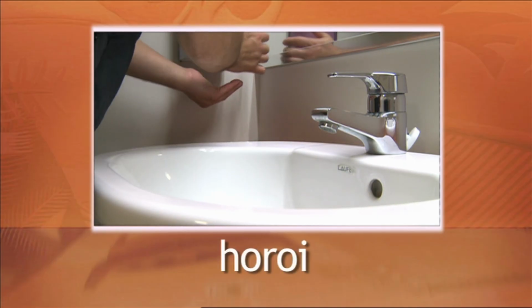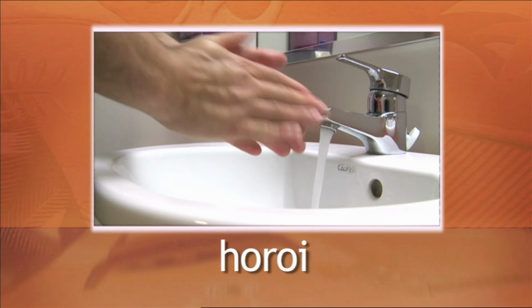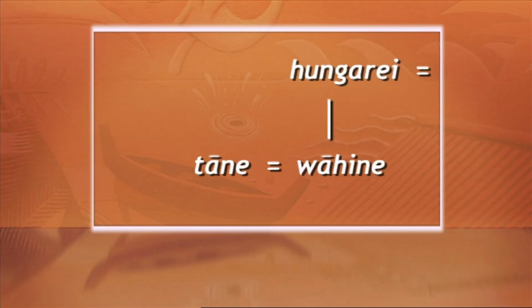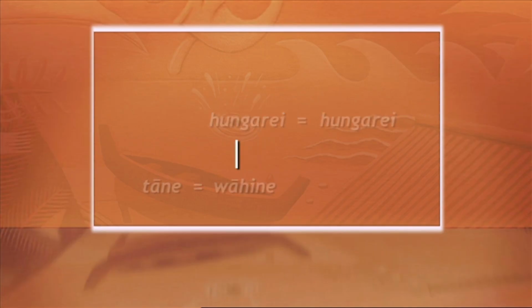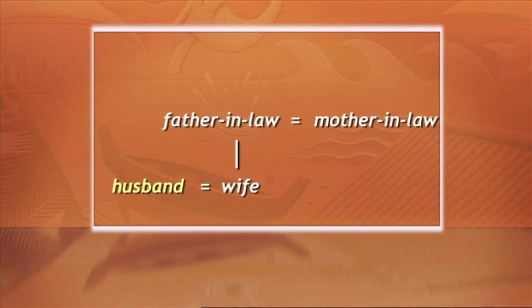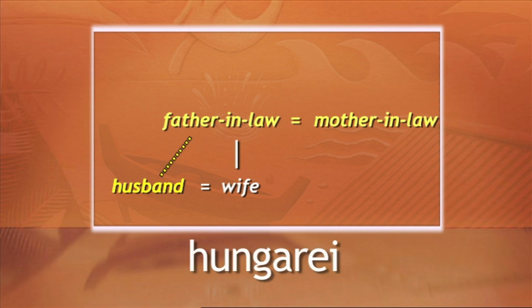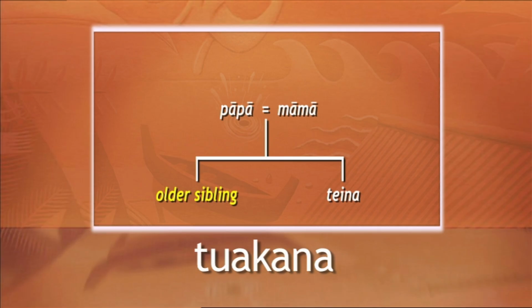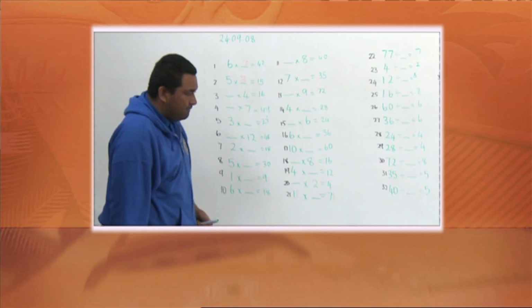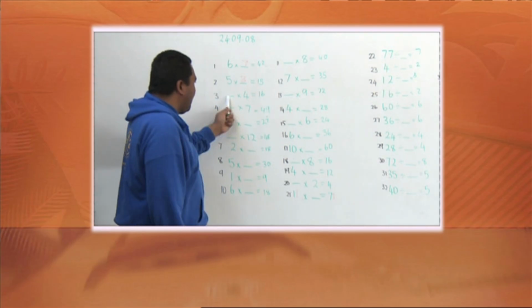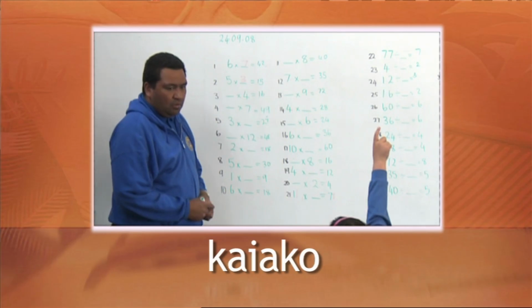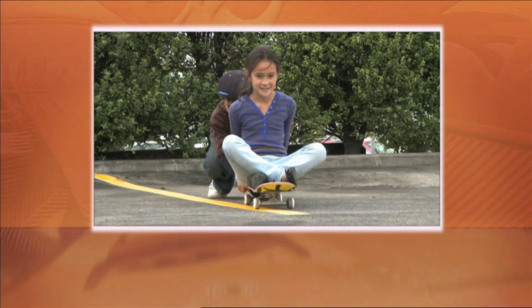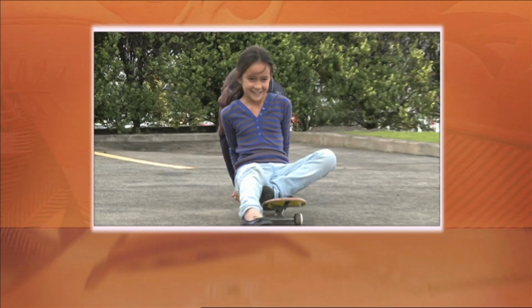Horoi. To wash. Hungarei. Father-in-law. Tuakana. Older sibling of the same sex. Kaiako. Teacher. Tākaro. To play.